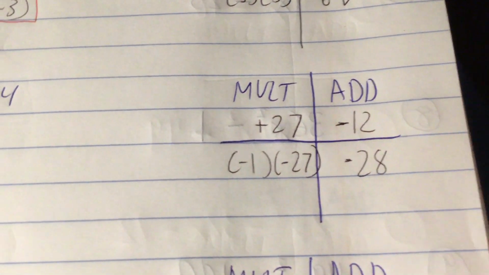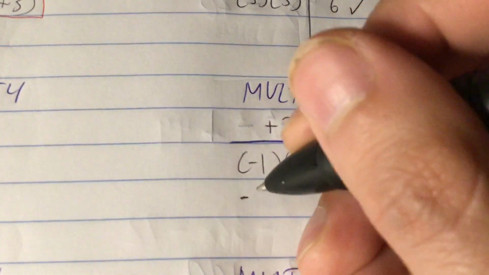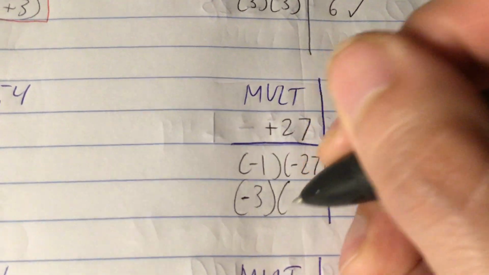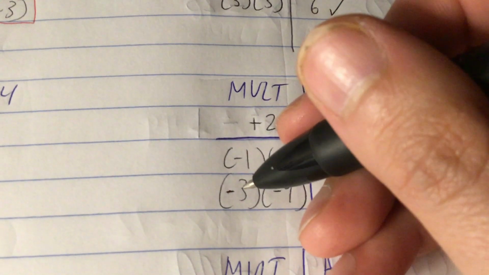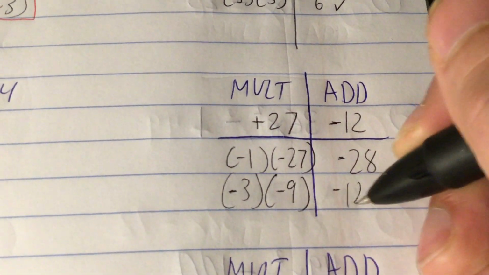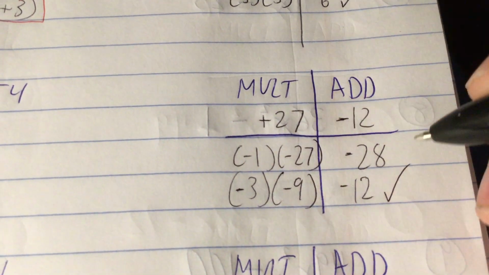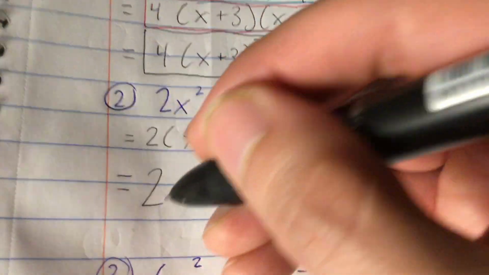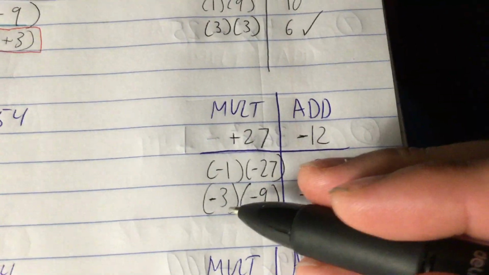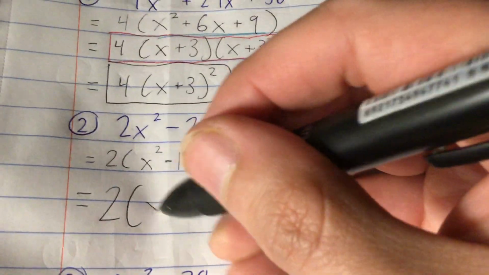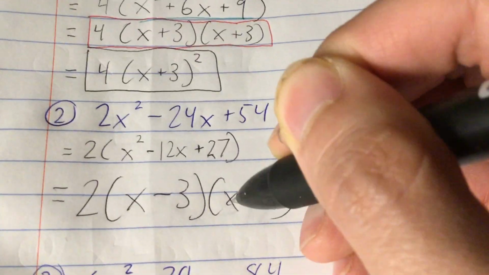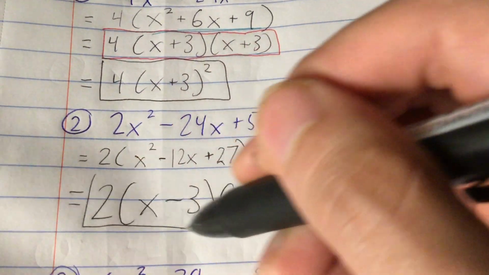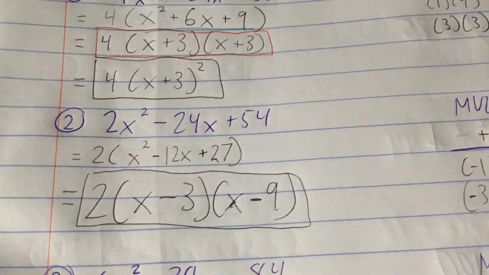Can I divide by 3? Yeah. Negative 3 times negative 9 is positive 27. So let's try negative 3 plus negative 9. Oh, there's the winner. There's the winning team right there. So remember, I factored out the 2, and the winning combination was negative 3, negative 9. So that becomes 2 times x minus 3, x minus 9. So that is the completely factored form.